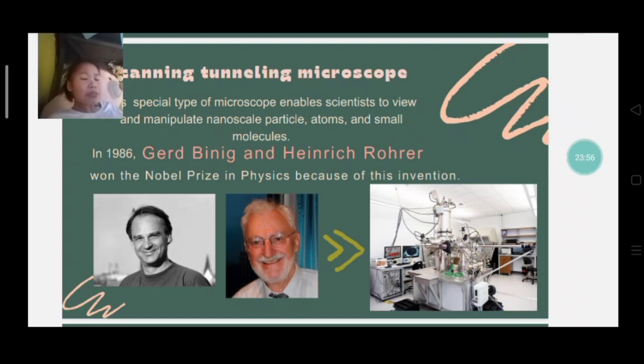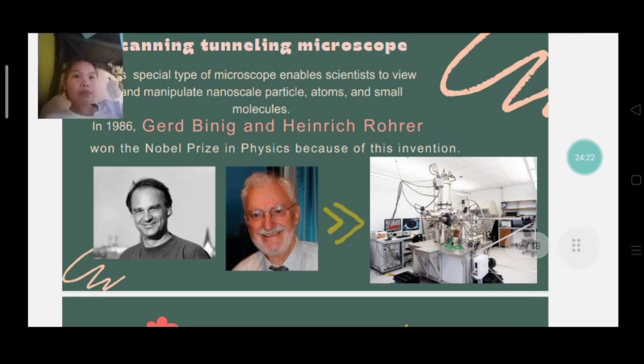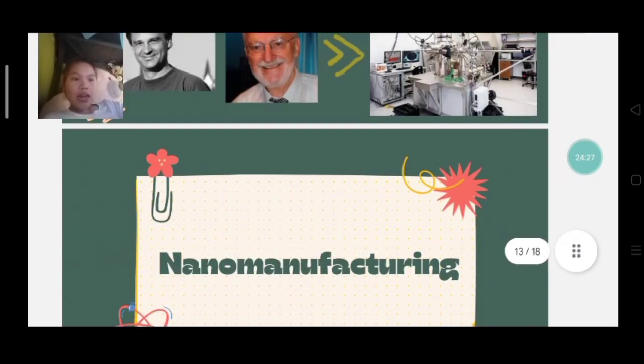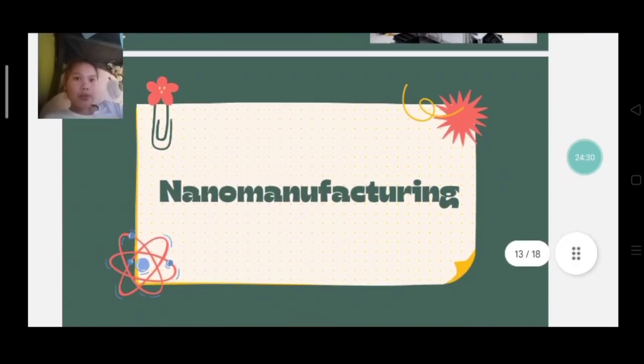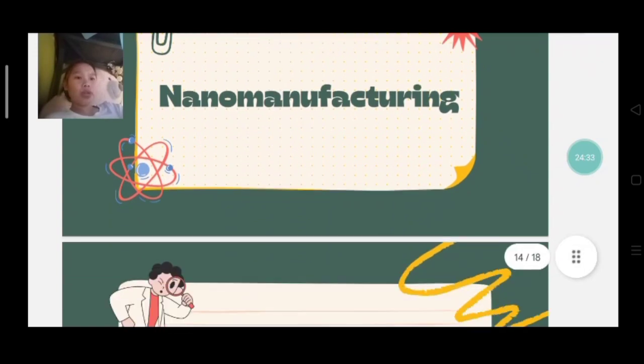The most scanning tunneling microscopes are built for use in ultra-high vacuum at temperatures approaching absolute zero. So this microscope is extremely sharp, it can really see the smallest 0.1. That's why it won the Nobel Prize in Physics. The invention of Gerd Binnig and Heinrich Rohrer. So, that's cool. That's why it won, because of the extremely sharp imaging that can really see the tiny particles, the nanomaterials. Okay, let's move on to nanomanufacturing.